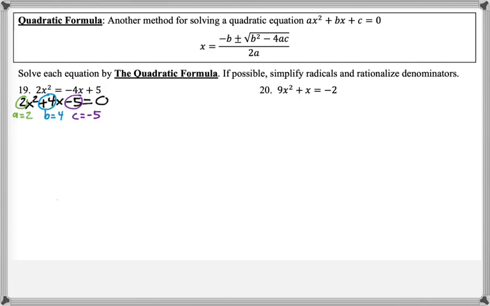Now, when I'm writing the quadratic formula, I like to put open parentheses for all of the variables. So whenever you're plugging in numbers for variables, there's always an implied parentheses. And if you don't put them, then it can lead to mistakes, specifically here and here. Okay, so I'm going to plug these in.